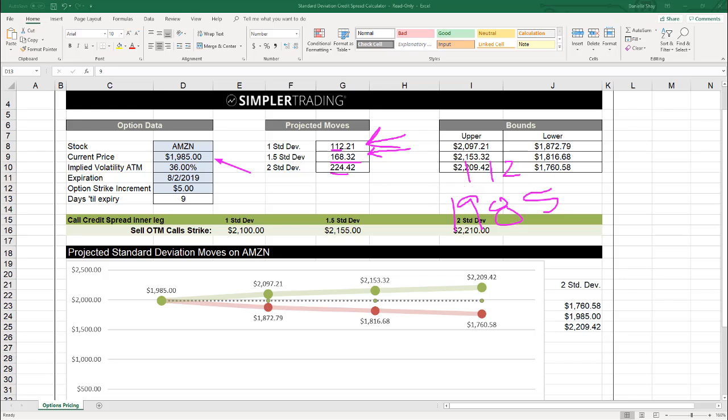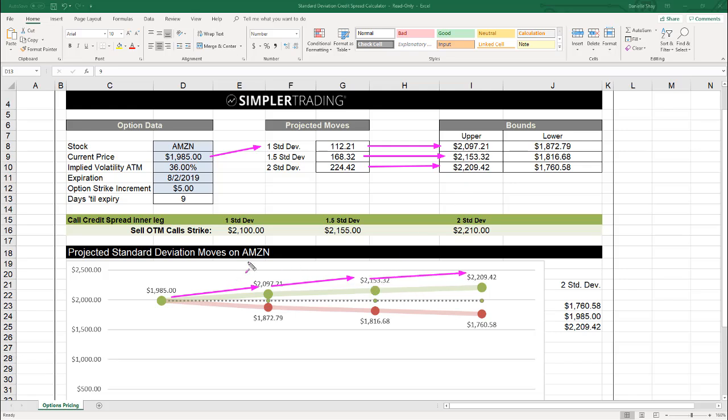But the thing is, you don't need to do all of that because it is all calculated right here for you. If you take 1 standard deviation and add it on to this price right here, that is the price that you're getting. So that would be the upper call credit spread, which is coming in right here. The next piece of that, 1.5 standard deviations, is going to give you a price of $2153. In your second one right here, $224 is 2 standard deviations. That would bring you all the way up to $2209.